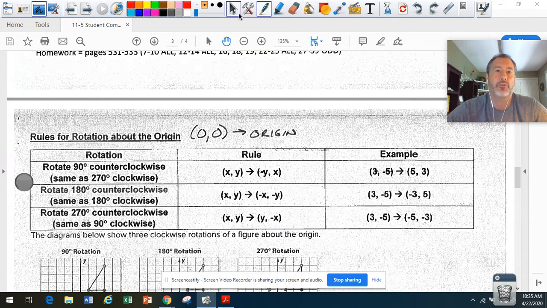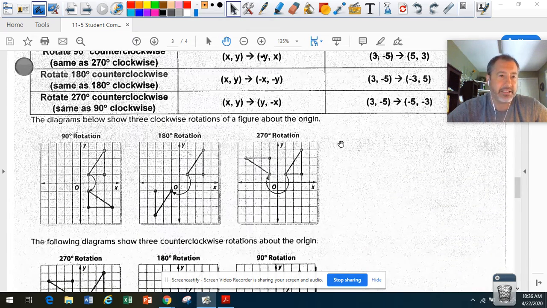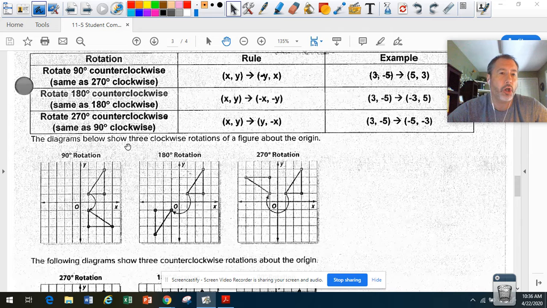So let's take a look at some examples here. It says the diagram below shows 3 clockwise rotations of a figure about the origin. So we're going about the origin here, which means the center of rotation is here. It's our origin. No matter where you're at, it's the origin. Here's the origin here, and here's the origin here. We're only going to take a point. Let's take this point right here. They want a 90-degree rotation. It looks like it's going to go clockwise. So 90 degrees clockwise is right here, so it's going to be this rule right here.